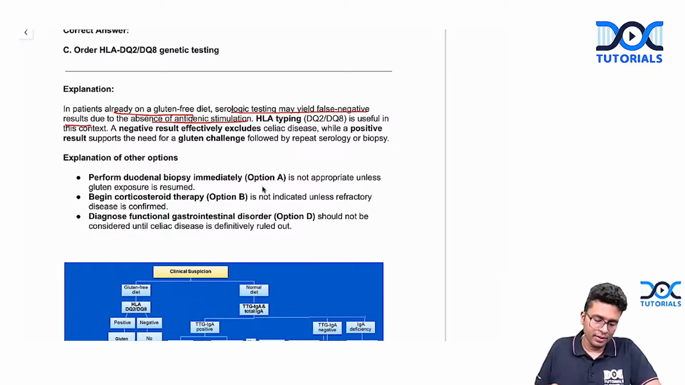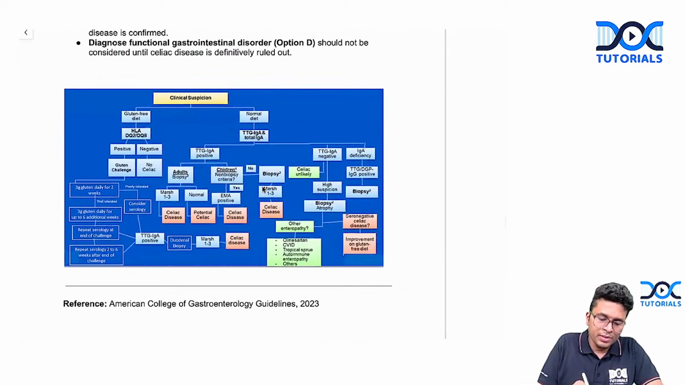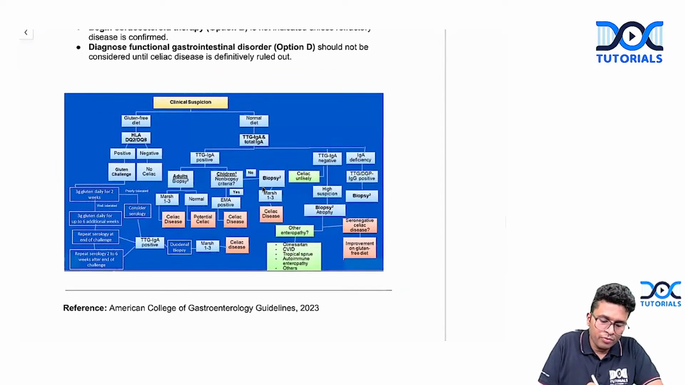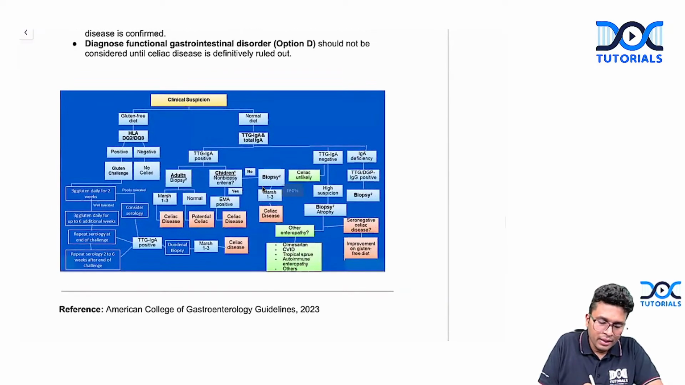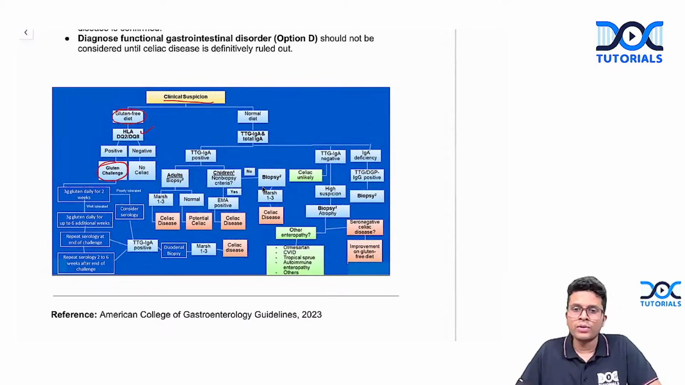So that's important. Okay. You can go through this beautiful table. Whenever there is a clinical suspicion and by chance the patient is already on a gluten-free diet, you can start off with HLA DQ2 DQ8, and if it turns positive, we can plan for a gluten challenge. This is a beautiful table you can follow, which is from the ACG guidelines 2023.